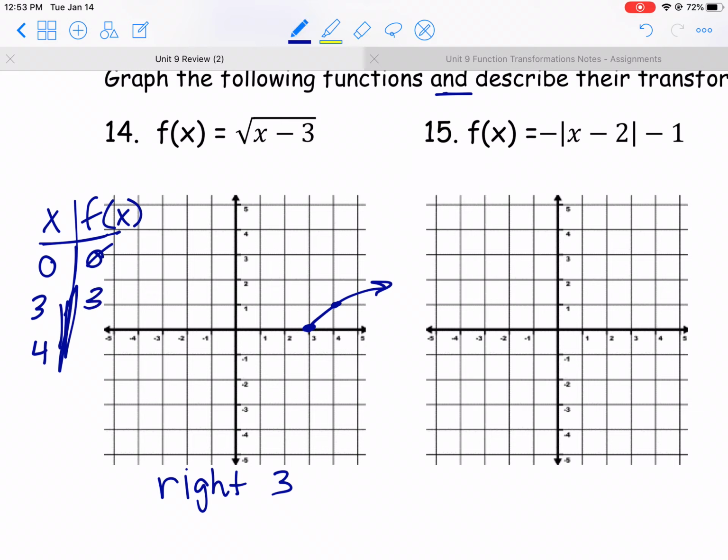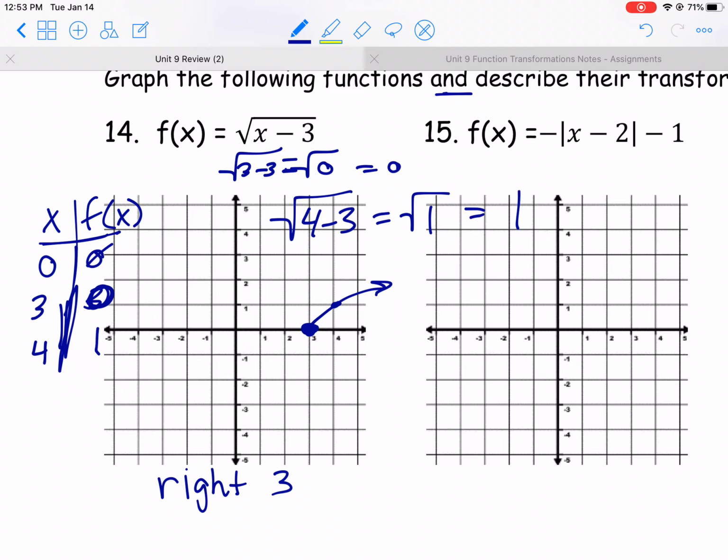If I plug in 3, I'd get square root of 3 minus 3, which is equal to the square root of 0, which is 0. I shouldn't have put 3 there, should I? I put a 0. So that's telling us that for the graph, I go to the right 3 and then 0. Yep, we've got that point on here. If I plug in 4, square root of 4 minus 3, that's square root of 1. 4 minus 3 is 1. And the square root of 1 is just 1. So the point 4, 1 should be on my graph. Okay?